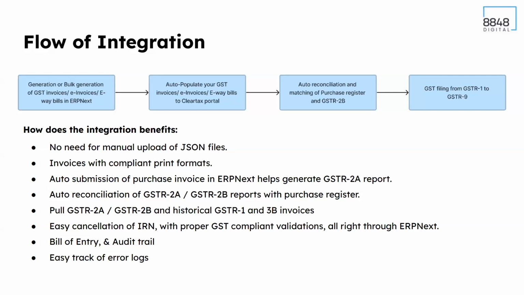We are also giving a very unique feature, which is error tracking. Error tracking means that whenever there is a failure while you generate your IRNs, you can easily track those errors, correct them, and push your invoices again. We are also saying that the historical data for your GSTR 2A and 2B can be pulled up in your Cleartax portal. We are giving you the audit trail and bill entry features at the same time.